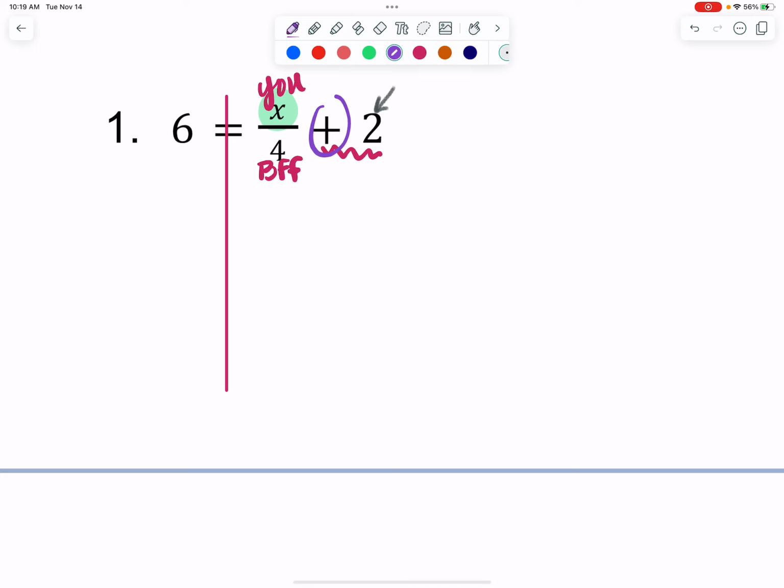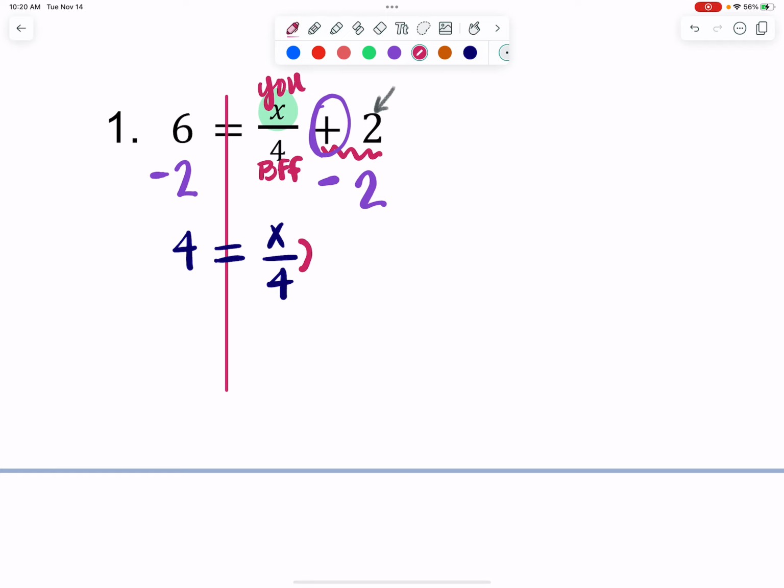Now we have addition right here. So we need the inverse operation of addition. That means we need subtraction. So we are going to subtract your best friend's friends from the equation. 6 minus 2 is 4. Now it's just you and your BFF. So it's time to remove your BFF.